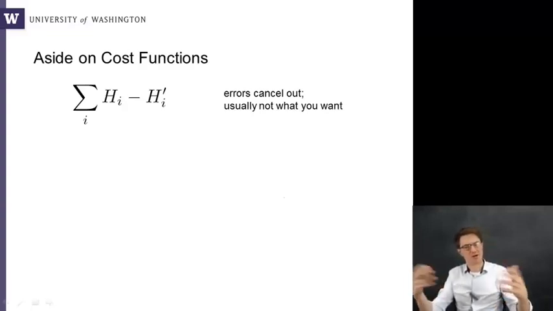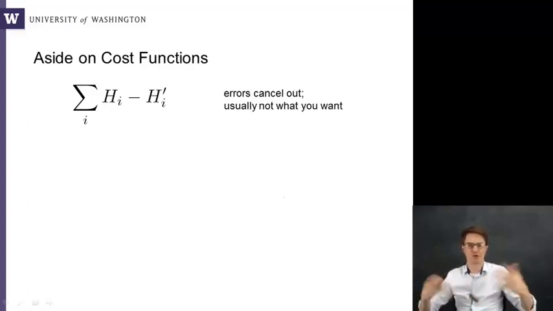We want to somehow compute a single number that summarizes the mistakes we've made, summarizes the amount of error. And so the simplest one that we don't tend to use might be this, right? Just subtract the true value from your predicted value and add those all up.